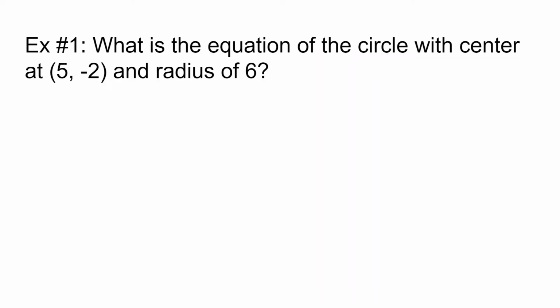Let's run through a couple of examples. The first one: what is the equation of the circle with center at (5, -2) and radius of 6? We want to identify the important information. Our (5, -2) is our (h, k), so h is 5, k is -2. Our radius is 6, and to write the equation, we'll start with the standard form.